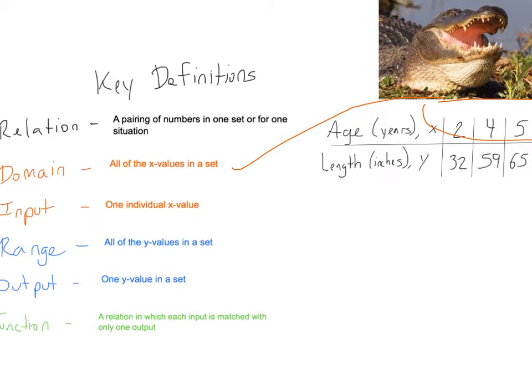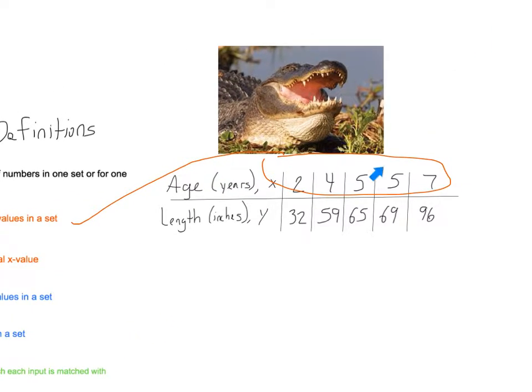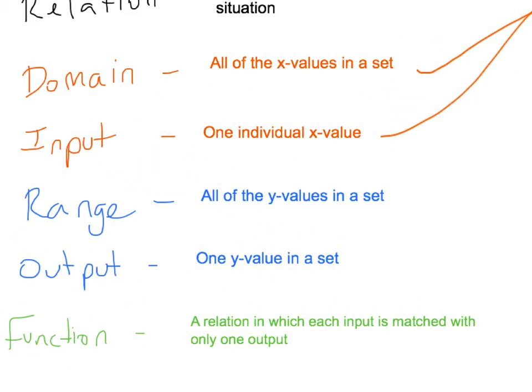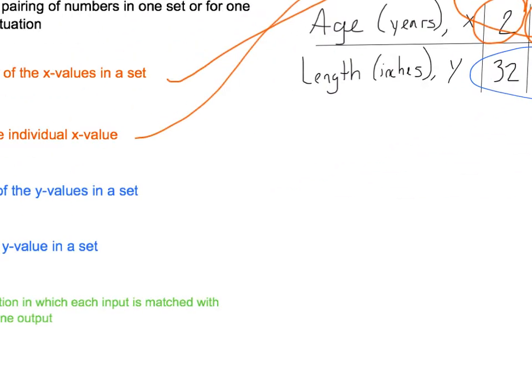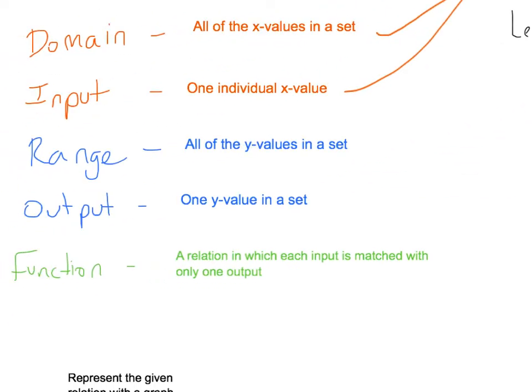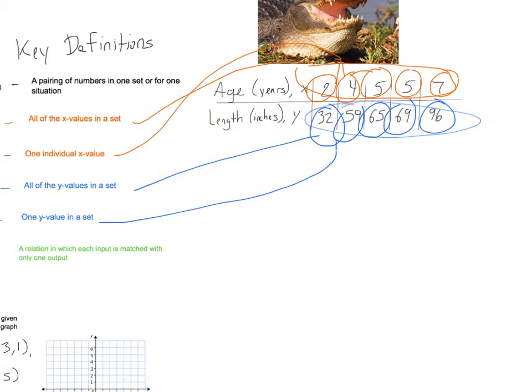Okay. Similarly, an input is just one individual x value. So, whereas we circle the whole thing for the domain, an input would be just that, or just that, or just that, or that, or that. Okay. The range, okay, is all of the y values in a set. So here is our range. Okay. And then an output is one y value in a set. So whereas the range is the whole thing, an output would be one of those, or that, or that, or that, or that individually. Okay.